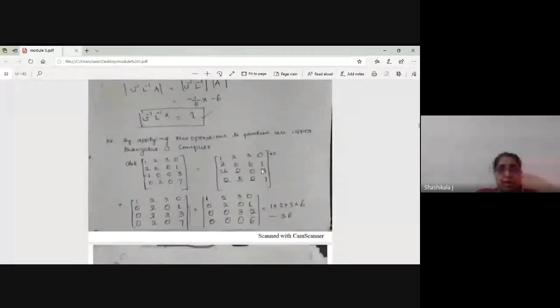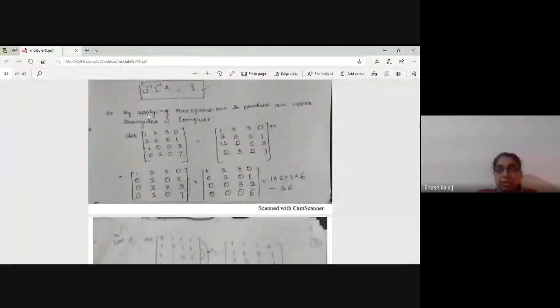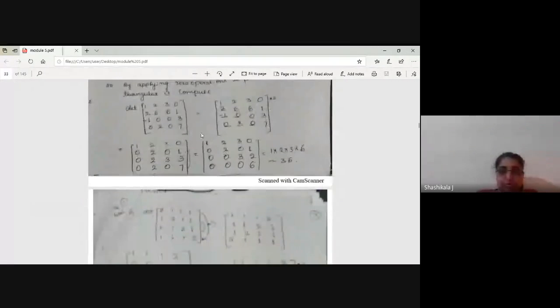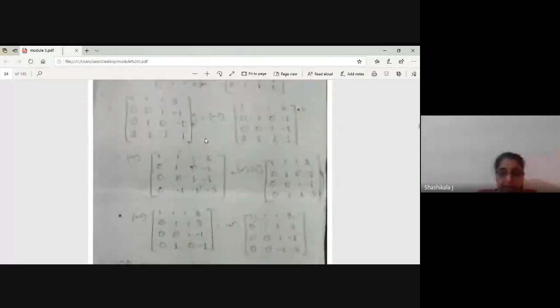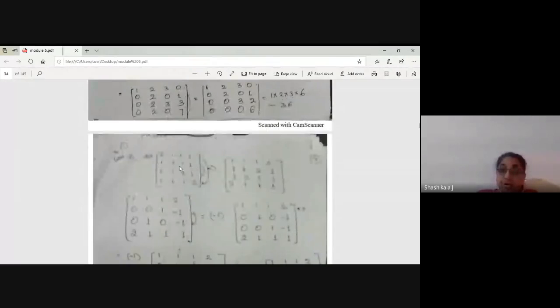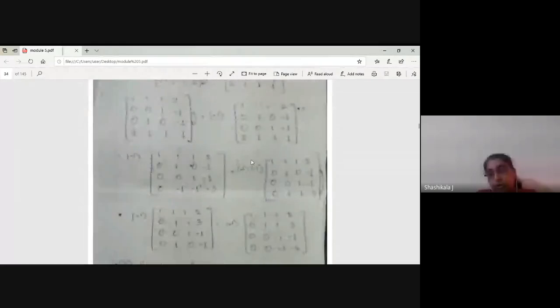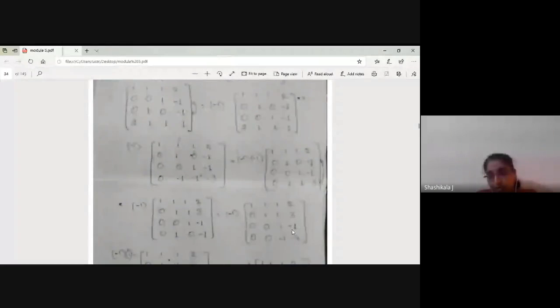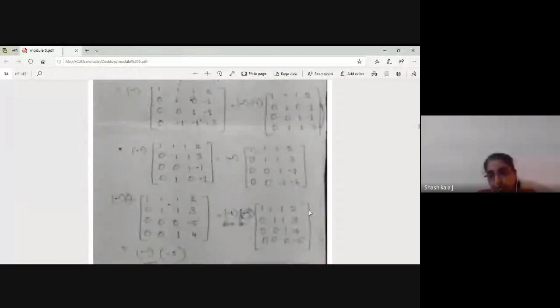Next, again in the exam they may ask like this: by applying row operations, produce an upper triangular matrix U and compute. This also you know how to do. Here also you try to do this, because you have to choose properly how to make it upper triangular only.